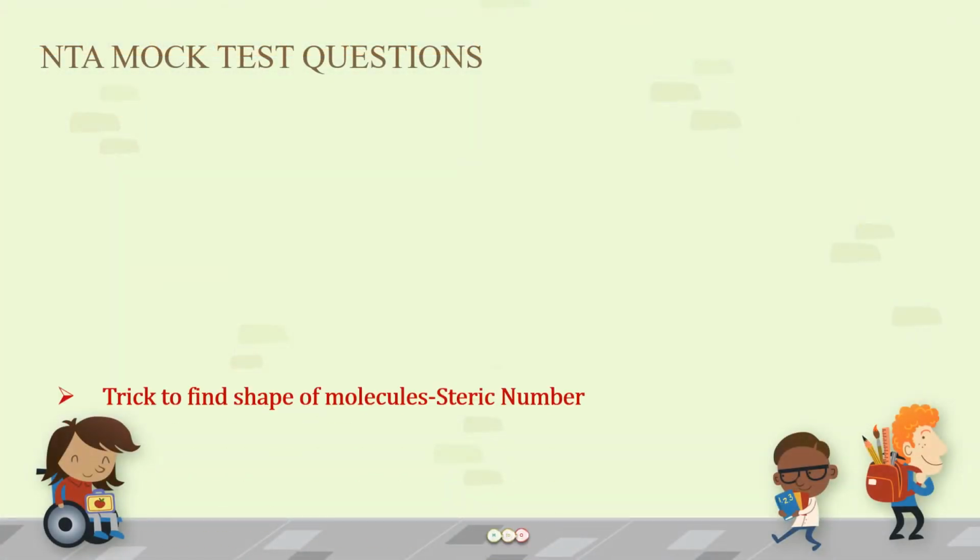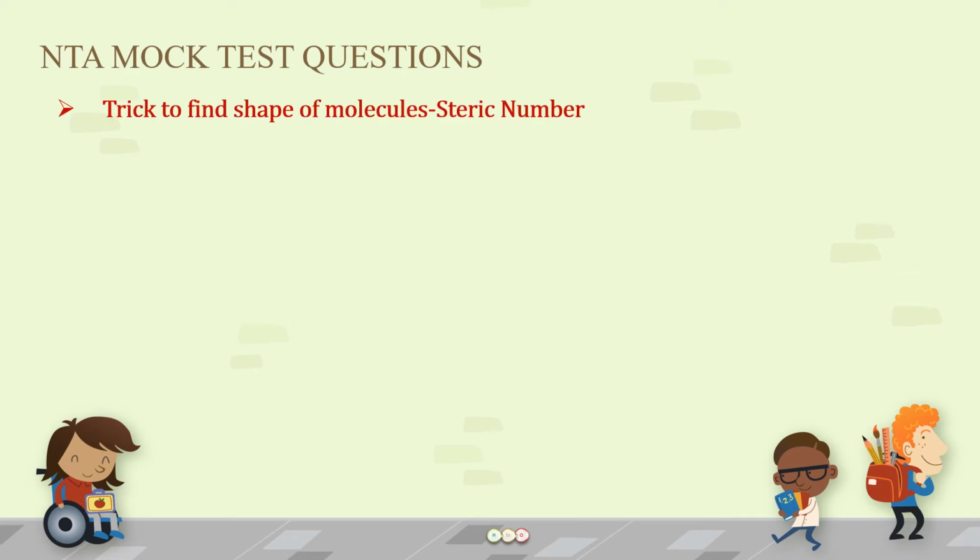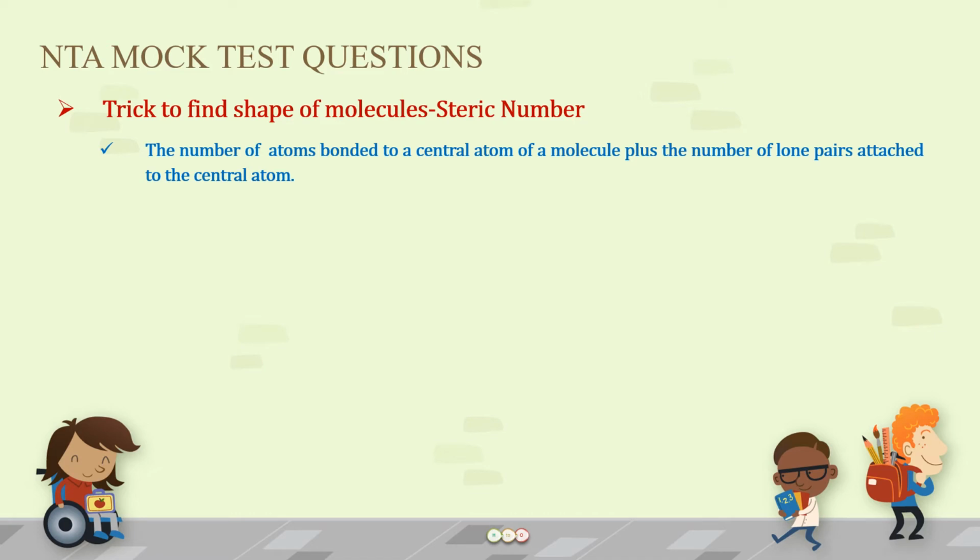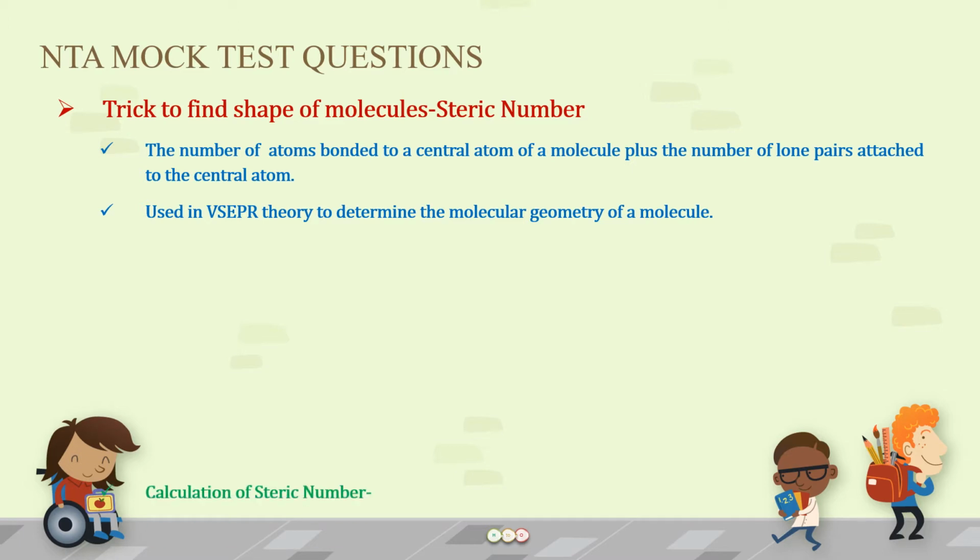The trick to find out the shape of the molecules is going to be its steric number. Now, what is steric number? It is the number of atoms bonded to the central atom of a molecule, or it can be an ion, plus the number of lone pairs attached to the central atom. This is going to be its steric number. Now, this is used in the VSEPR theory to determine the molecular geometry of a molecule. What is VSEPR theory? Again, you can have a look at my lectures on chemical bonding.